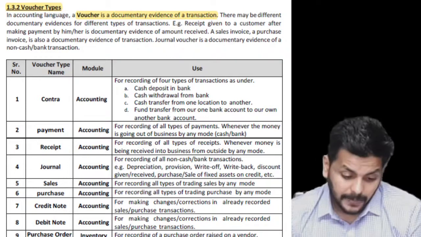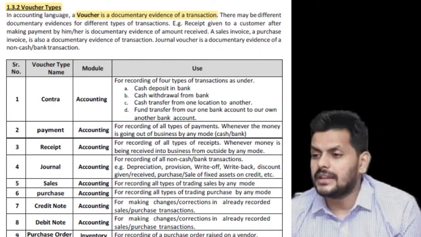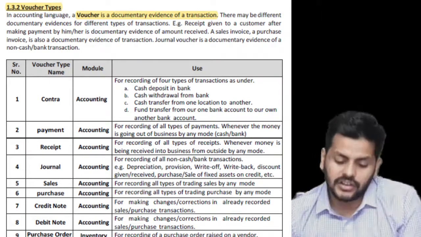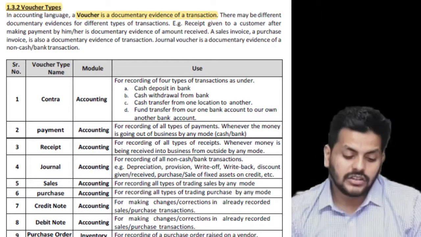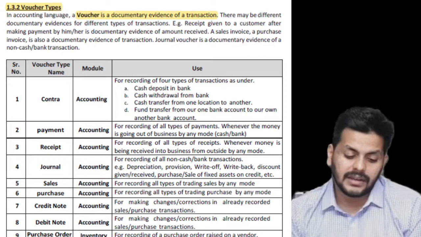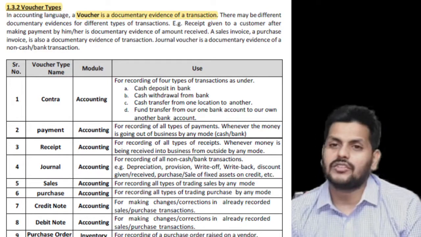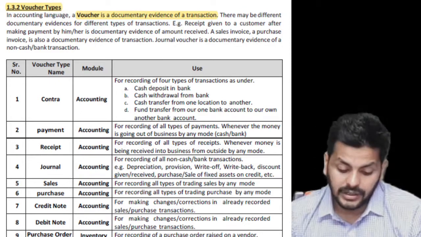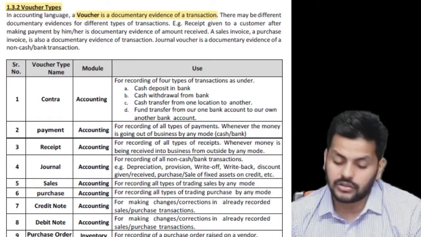Journal voucher. So if it doesn't fall in the category of sales, purchase or any other subsidiary book categories, then it will go in the general ledger category, correct? So a journal voucher is documentary evidence of a non-cash or bank transaction. For example, you want to post a depreciation entry or you want to post a provision entry. So then you will use what is called a JV or journal voucher.